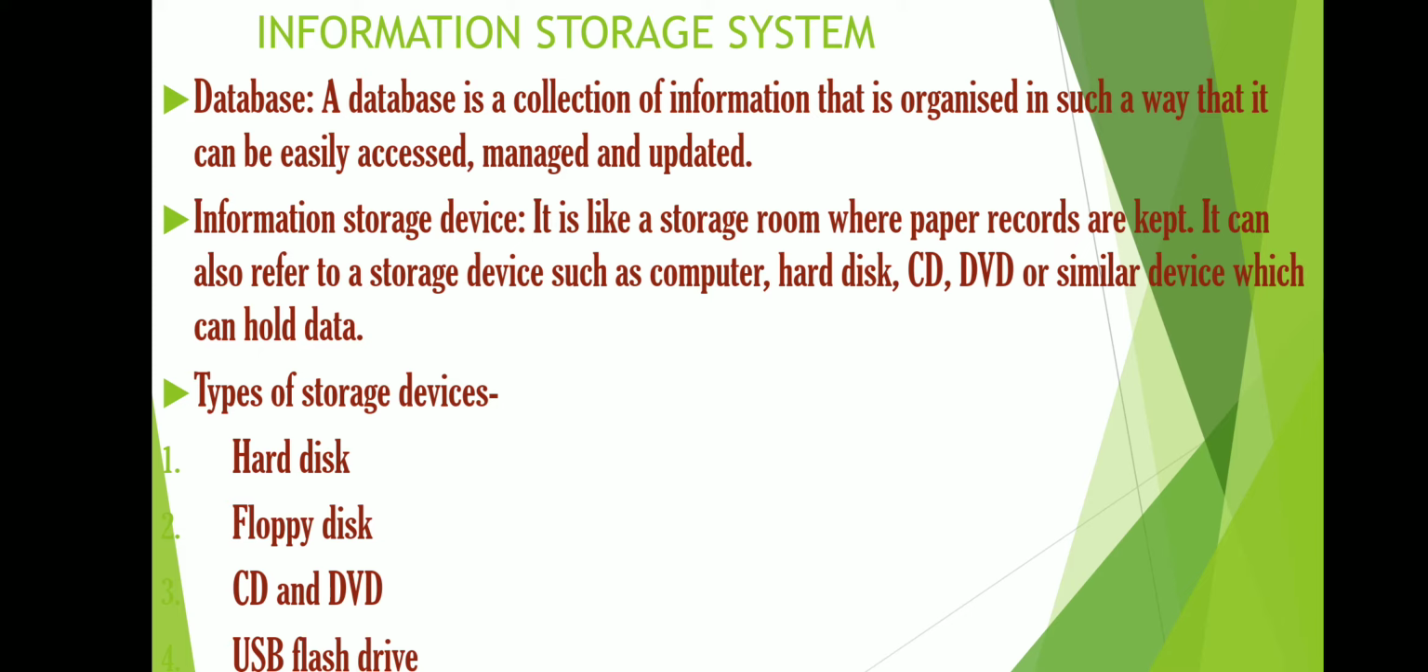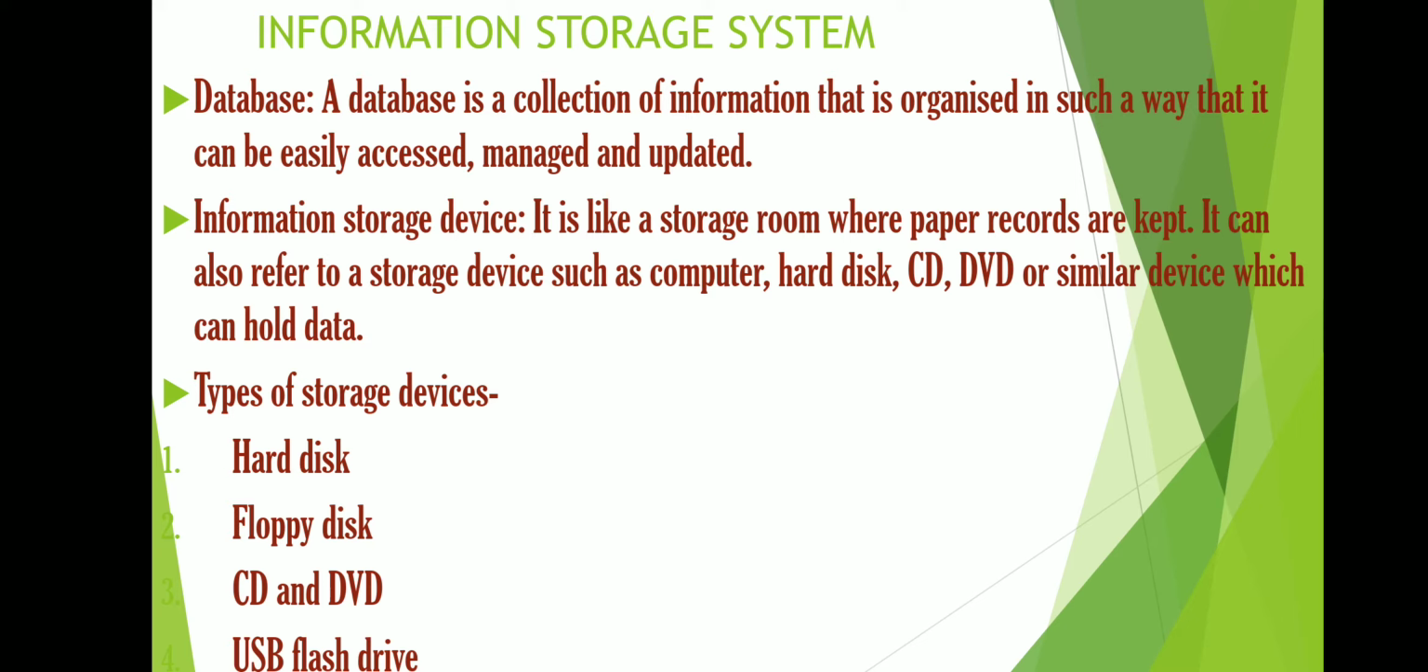So now, some simple storage devices. If we talk about simple storage devices, they are hard disk, floppy disk, CD and DVDs, USB flash drive. These are the various categories of storage devices. If we talk about the storage system, it does not include just these storage devices. It also includes the internet system.